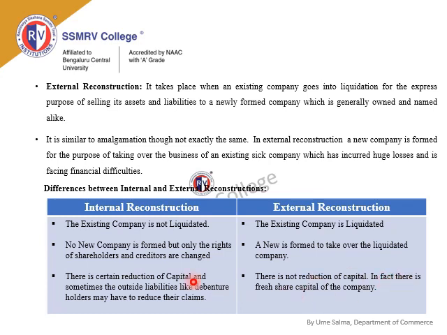There are a few other differences. In internal reconstruction, no such transfer takes place for assets and liabilities of the existing company, whereas in external reconstruction, as the company gets liquidated, all the assets and liabilities of that existing company have to be transferred to the new company. So these are the few differences between internal and external reconstruction.